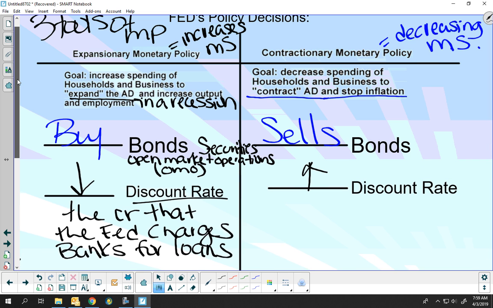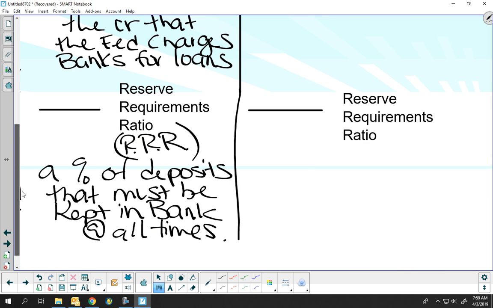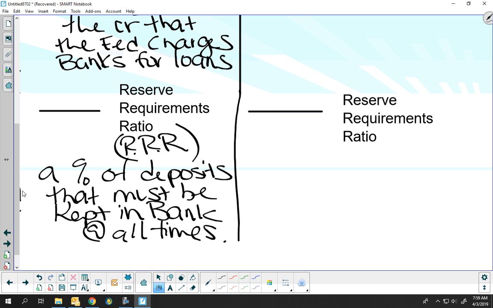So you guys are not spending any money. We're in a recession. This reserve ratio is a percentage. Should I lower the percentage that's kept in the bank, or should I raise it, if I want you guys to have more money? Lower, because that frees up more money. I can give out more loans and so forth. I lower the required reserve ratio.